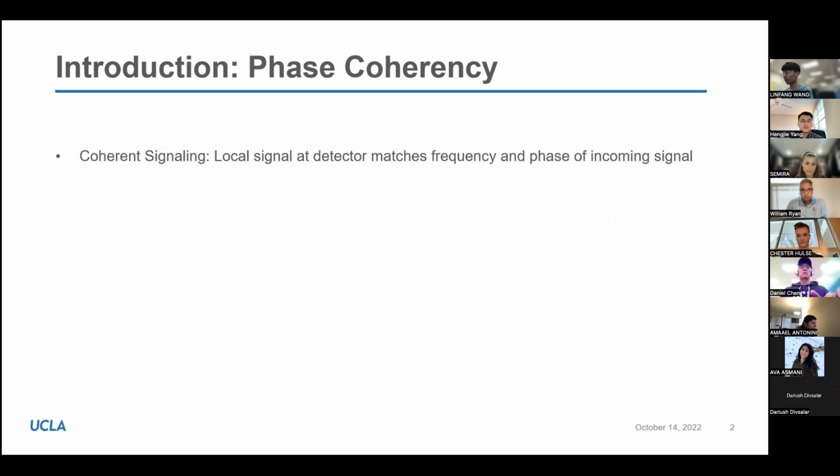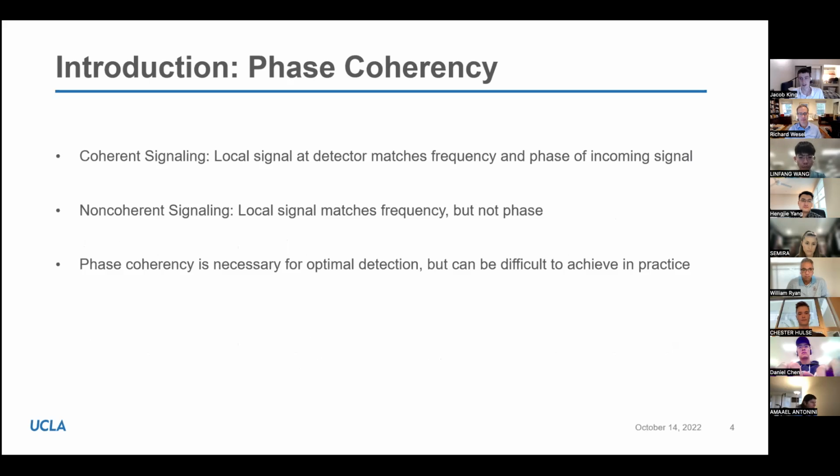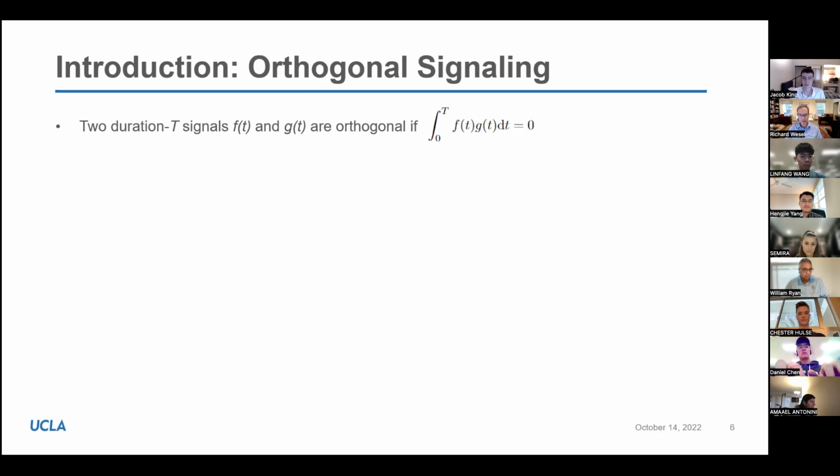Signaling is said to be coherent if the local signal at the detector matches both the frequency and the phase of the incoming signal. In contrast, non-coherent signaling is when the local signal matches the frequency, but not the phase of the incoming signal. Phase coherence improves the performance of the receiver and is therefore necessary for optimal detection, but phase coherency can be difficult to achieve in practice. Good non-coherent signaling solutions are necessary for these situations. One such non-coherent solution uses orthogonal signaling.